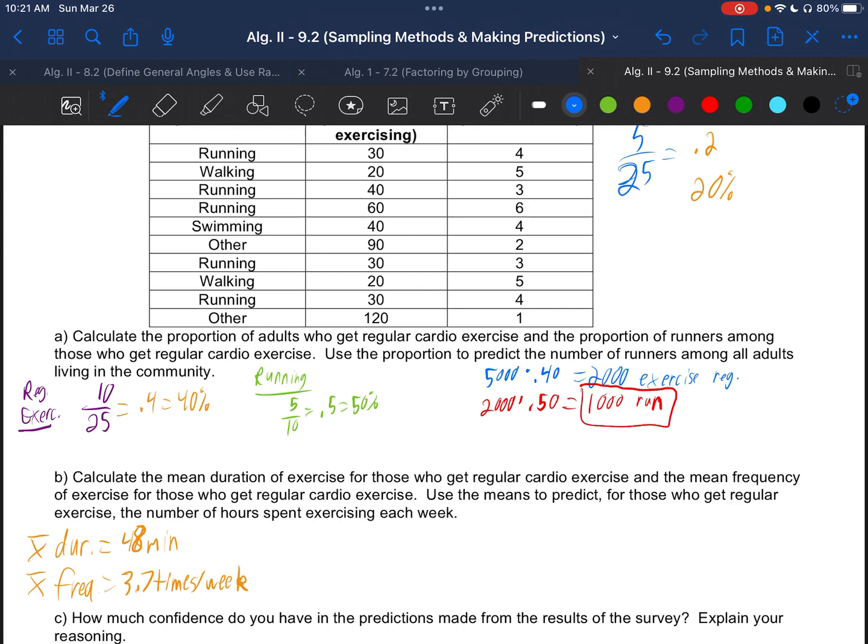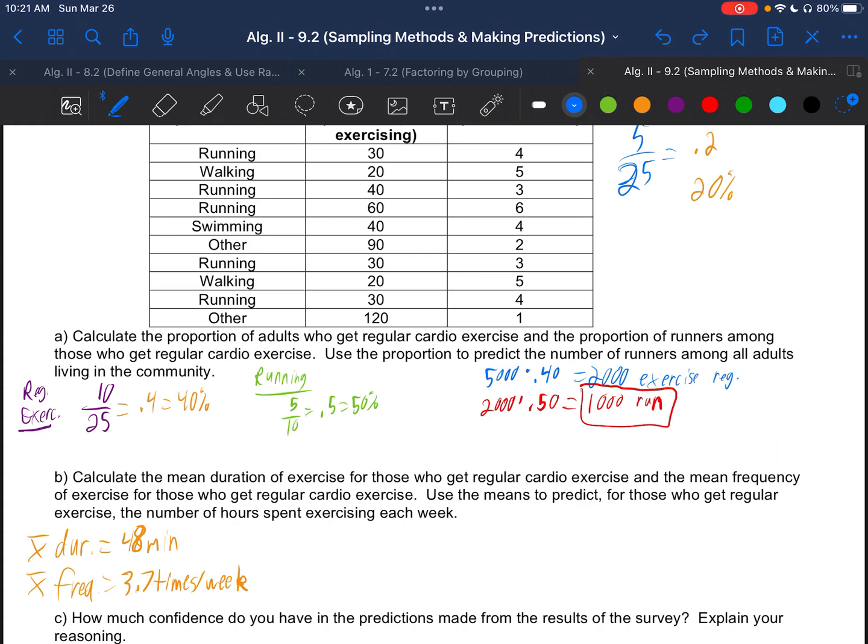Because you round that up to 4, that's going to skew our results. Now we're supposed to use these means to predict those who get regular exercise, how many hours they spend doing that a week. So we're saying, okay, of the 10 out of 25, of the 40% that exercise regularly, how many hours are they doing that a week?